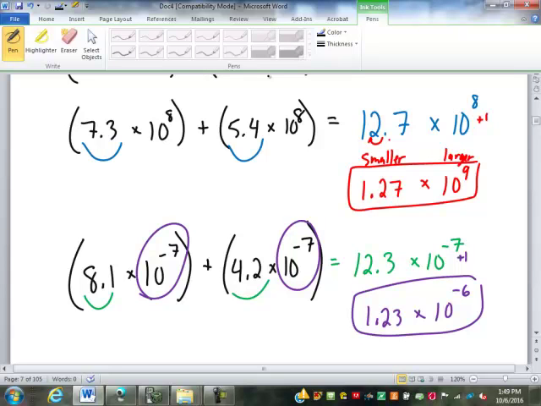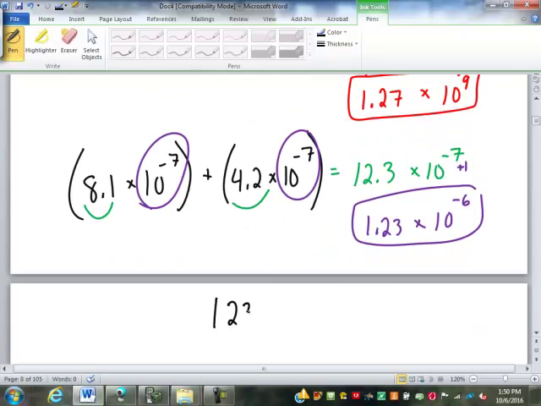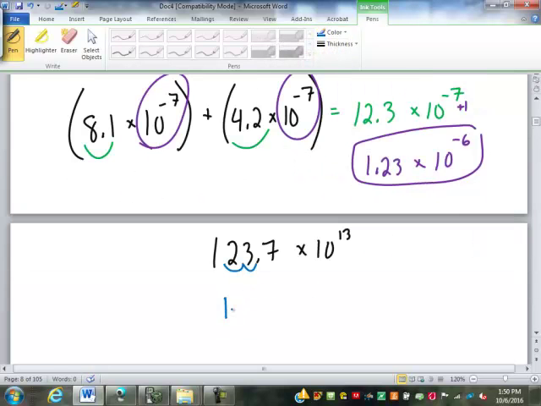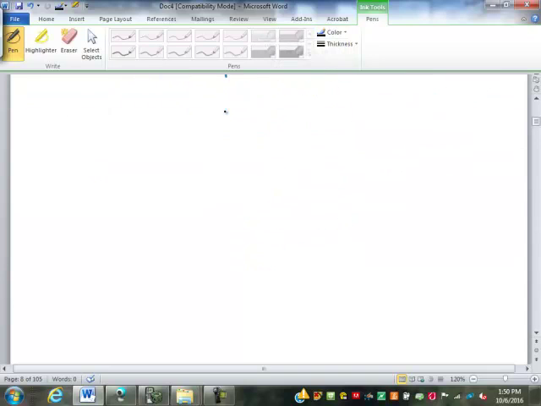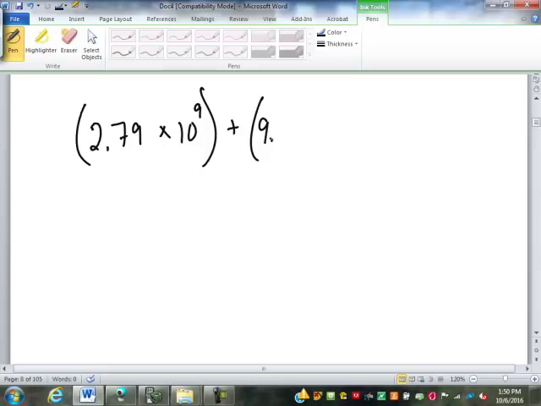If I had 123.7 times 10 to the 13th, this time I've got to move it 2 spots here to make it smaller. I have to add 2 here. This got smaller by 2 places. That has to get larger by 2 powers of 10. So the question is, what if we don't have the same power of 10?